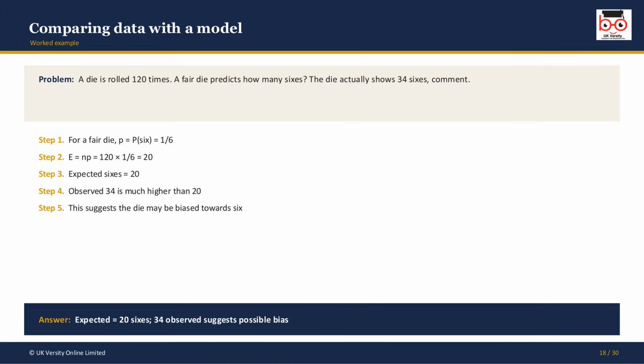Now, a case where the numbers raise an eyebrow. A die is rolled 120 times. For a fair die, the probability of a 6 is 1/6, so the expected number of sixes is n times p, 120 times 1/6, which is 20. But suppose we actually see 34 sixes. That's a good deal higher than 20, enough to make us suspect the die might be biased towards 6.